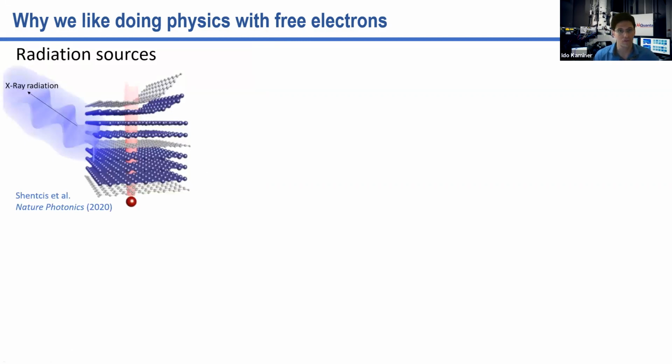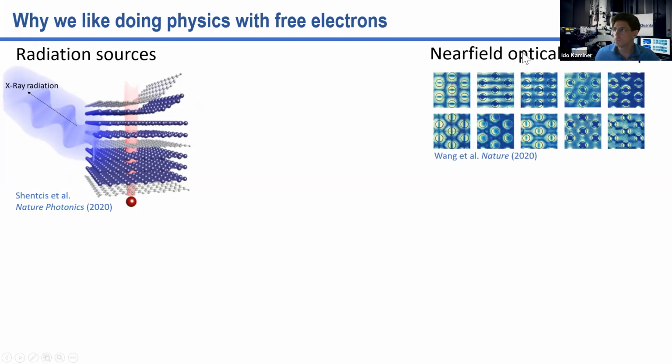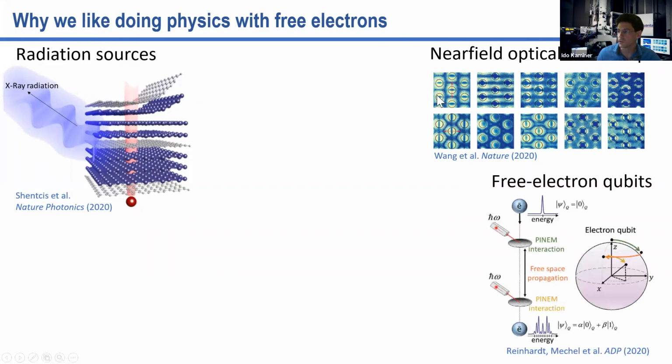For example, free electrons are very famous for creating radiation. They are part of synchrotron sources and free electron lasers. And this is something that we've been using recently to make X-ray radiation from van der Waals materials. We can use free electrons for optical microscopy, for looking at the near field at a resolution that we cannot reach with regular optical microscopes. And today we know how to shape electrons in a form that carries the information for qubits, including the interesting algebra of the qubit, that is non-commutative operations. This is so far a theoretical idea that we're pursuing.